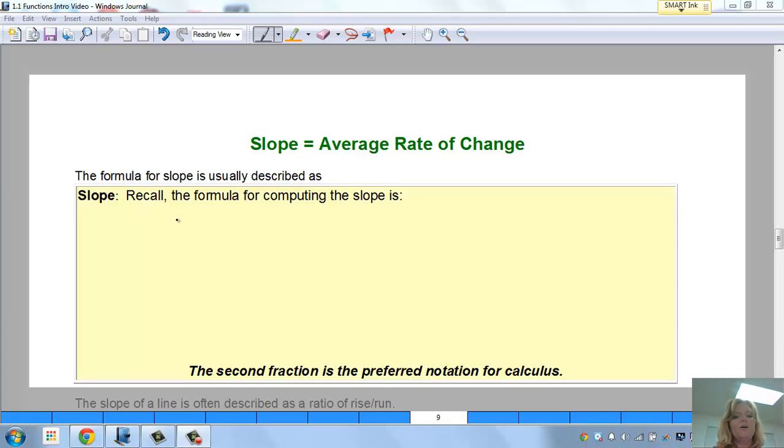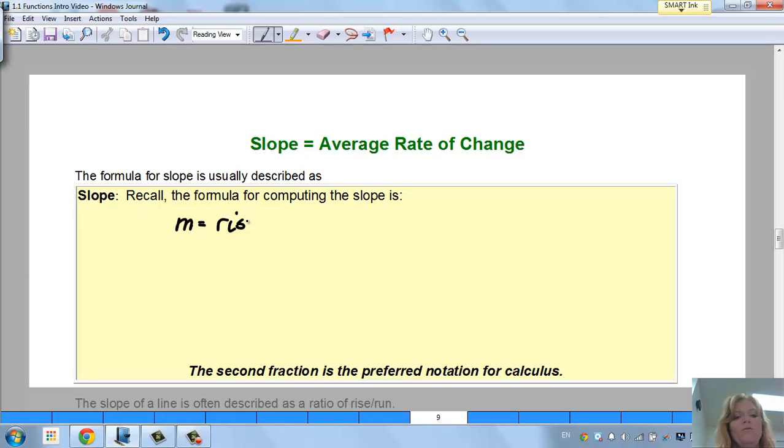So let's talk about, first of all, slope. Slope is your average rate of change. So if you hear rate of change, I want you to think slope. And recall that the formula for slope, and we use an m, is rise over run, or delta y, the change in your y's, over the change in your x's. And we use a delta symbol, which means change.